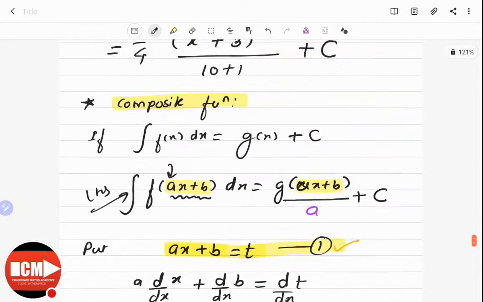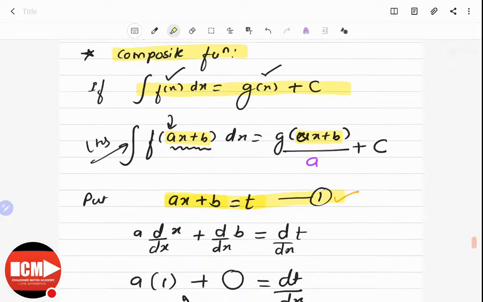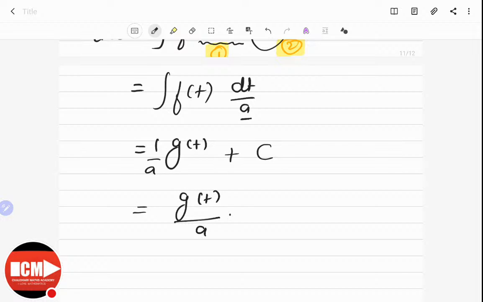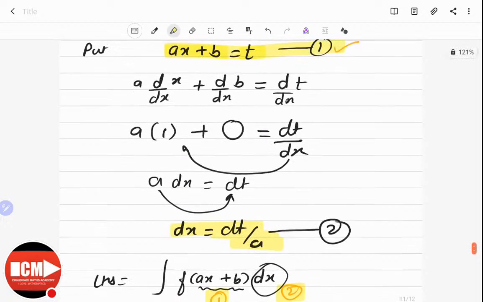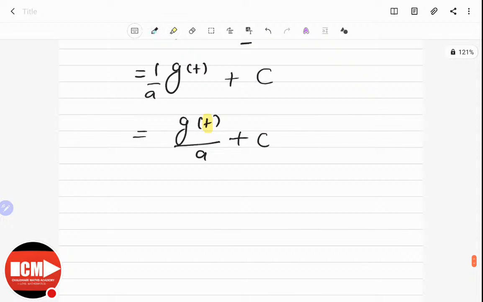And as we already discussed, the integration of f of x is g of x. Please observe this. This is given. The integration of f of x is g of x. So the integration of f of t is g of t, right? And this a is a constant, so obviously that will be part of this answer plus c. So the final answer is g of t divided by a plus c. But in substitution, don't forget to replace the value of t. Please observe what t is. T in this case is ax plus b. So the final answer of the integration is g of ax plus b divided by a plus c.